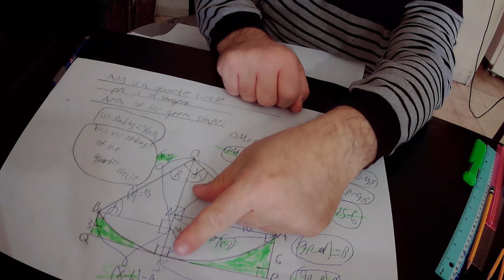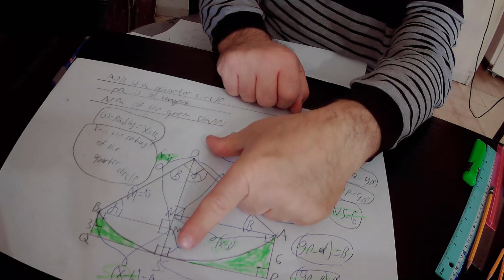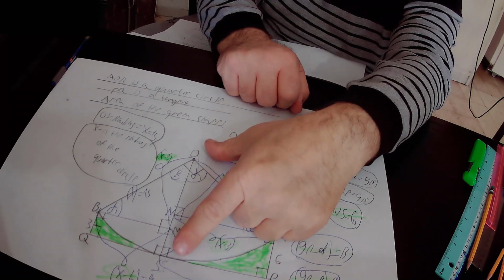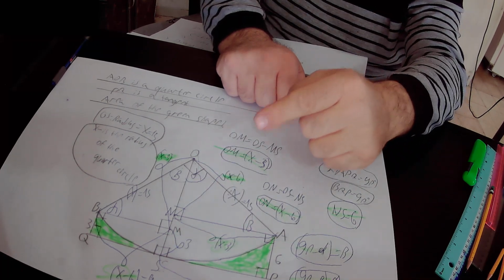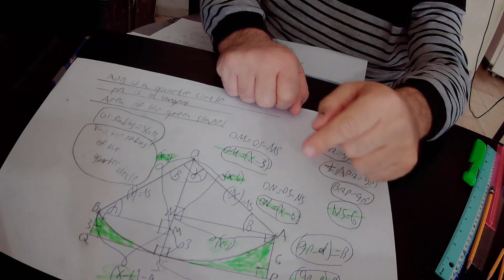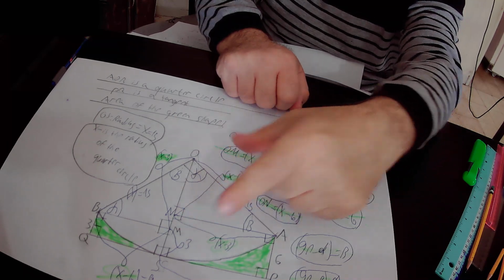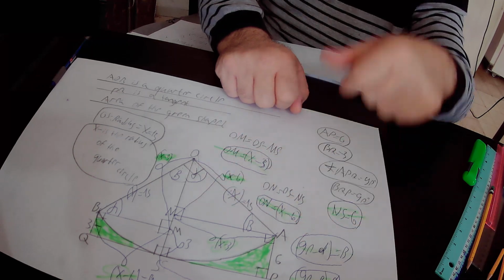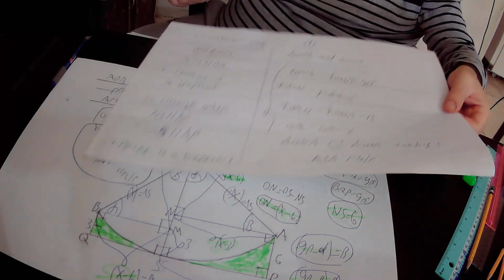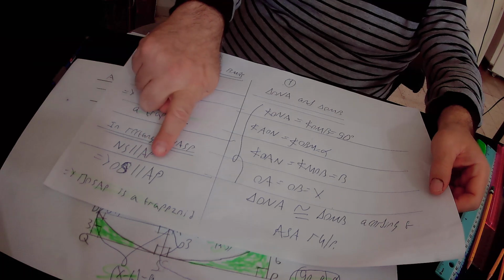But NS is part of the straight line OS. So if part of the straight line is parallel to another straight line, then the straight line OS itself must also be parallel to AP. Therefore, OS must also be parallel to AP. OS is parallel to AP.